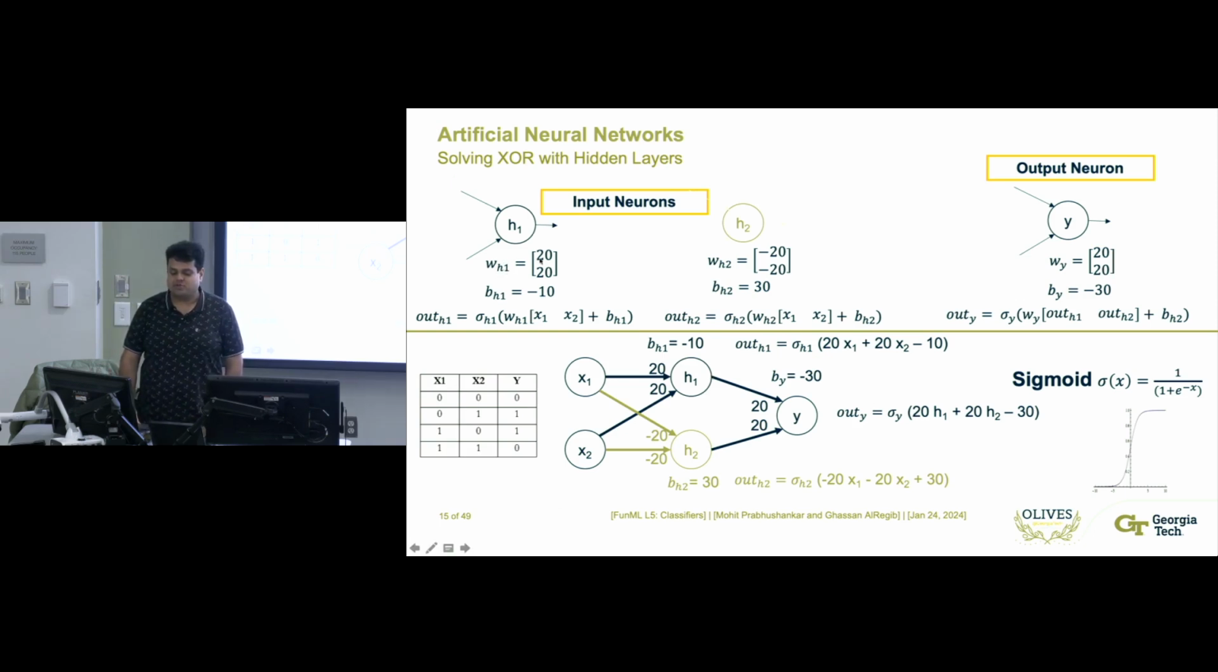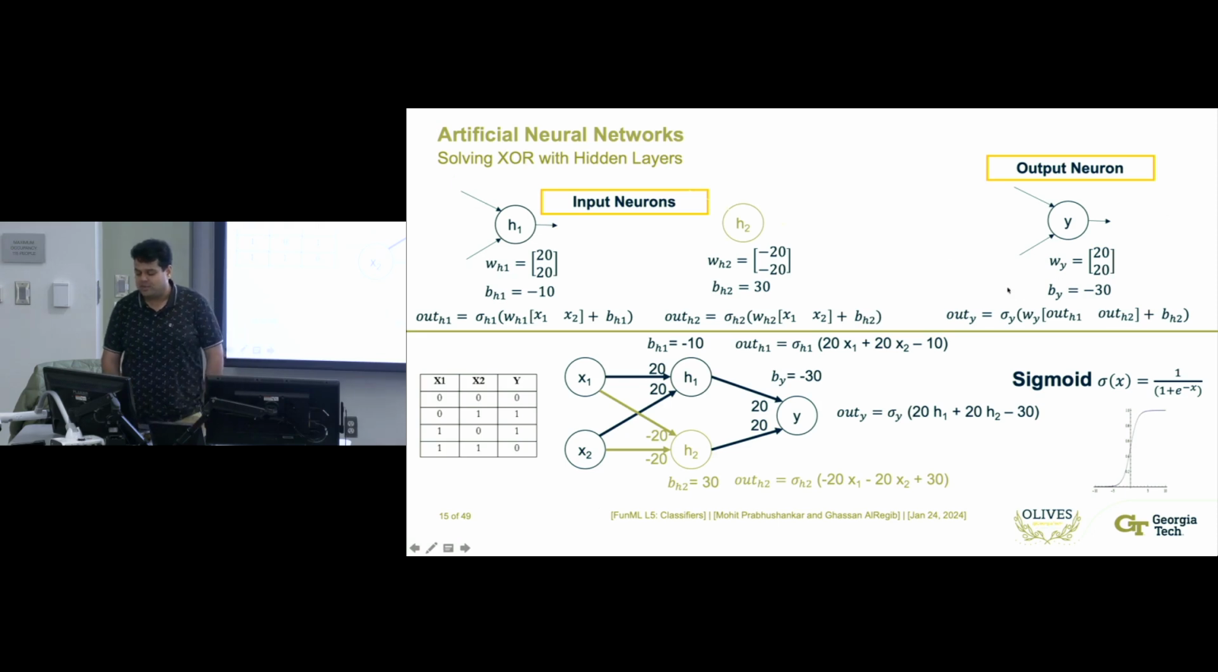I'm giving you WH1 is 20 and 20, and WH2 is minus 20 and minus 20. In other words, the blue line segments here, the weight of each of those blue line segments is going to be 20 and 20. The golden ones are going to be minus 20 and minus 20. That is what this WH1 and WH2 is giving me.